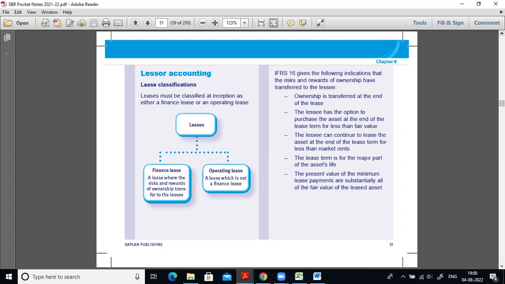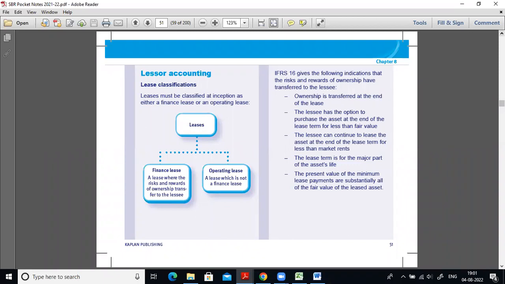Now, leases must be classified at inception as either a finance lease or an operating lease. So when you are accounting this in the books of Lessor, first we need to see, at the inception, whether it comes under the operating lease or finance lease. Generally the difference is, in case of finance lease, the risk and reward will be transferred to the lessee. And we can assume it as an operating lease, which is not a finance lease.